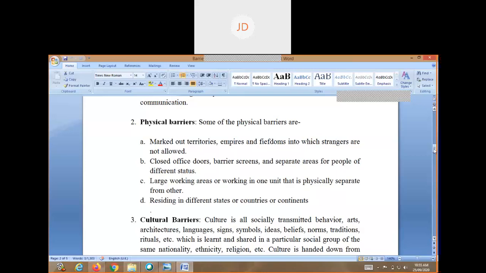Next example that is given is closed office doors, then separate areas for people of different status. So in large organizations, in big organizations, sometimes you are not able to meet the people you want to meet, maybe because of a different status, or maybe because you are not allowed to do that. So suppose you go to meet the prime minister, you won't be allowed to directly meet him, isn't it?